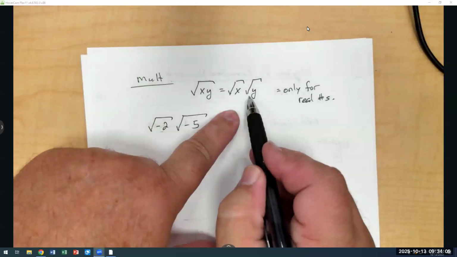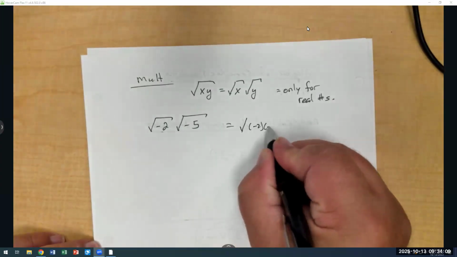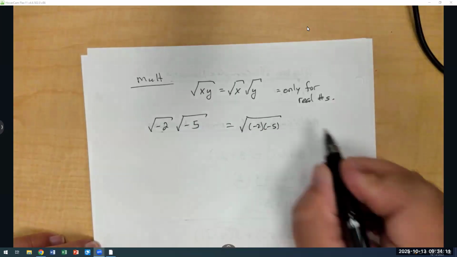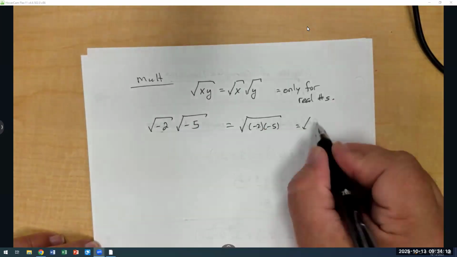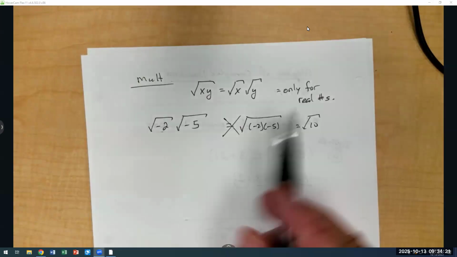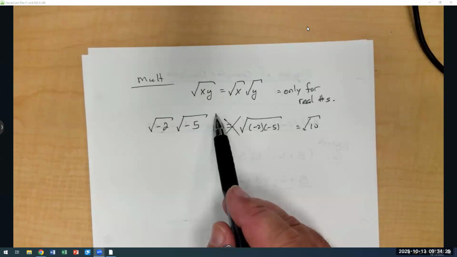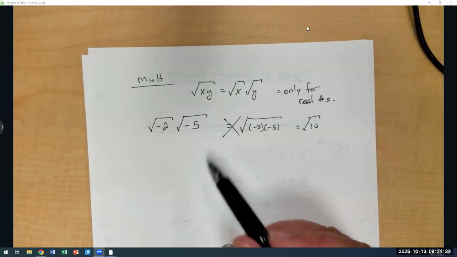Right, looking at this, you'd combine them, right? You'd put -2 times -5. That would give you negative, negative, makes it positive, that'd be square root of 10, right? No. Which is the mistake. That's why this doesn't work in math. You use i first.